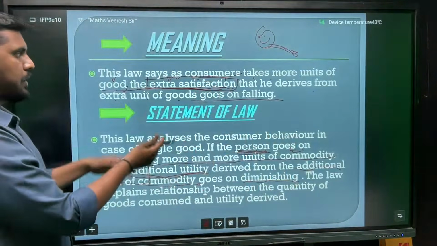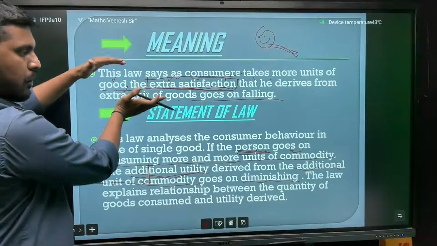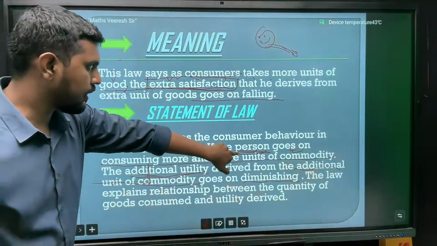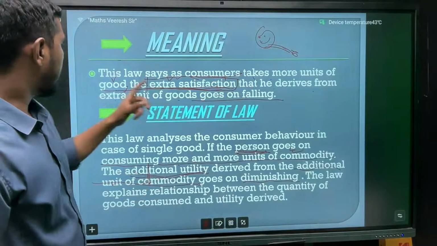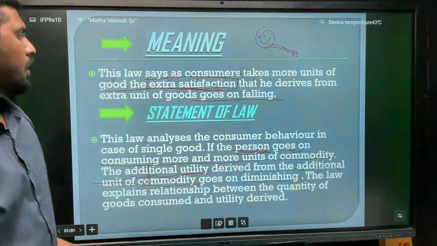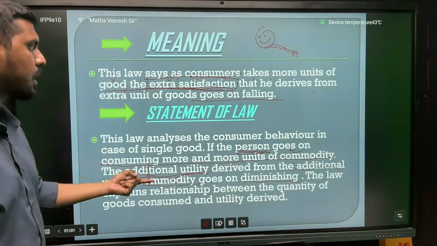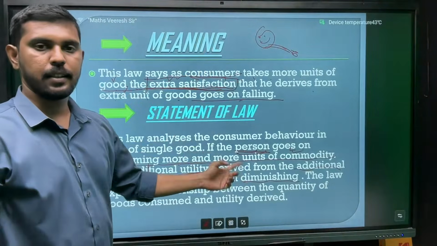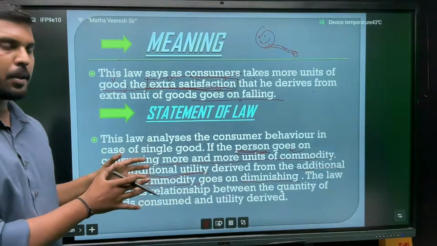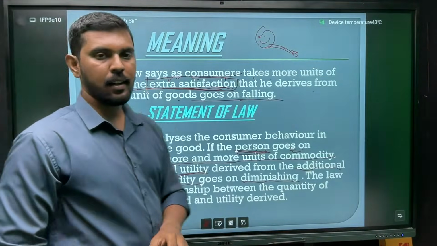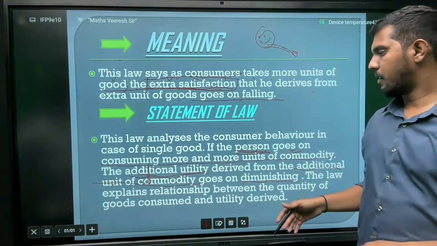Replace the terms, and when you remember this one, you can write the law easily. Replace the consumer with the person, the good with the commodity, the extra satisfaction with the additional utility, and goes on falling with goes on diminishing. That's it. Just remember these terms and replace them, and you can easily follow this.